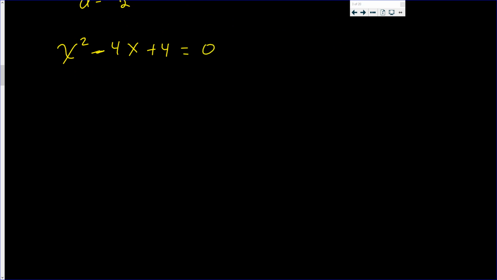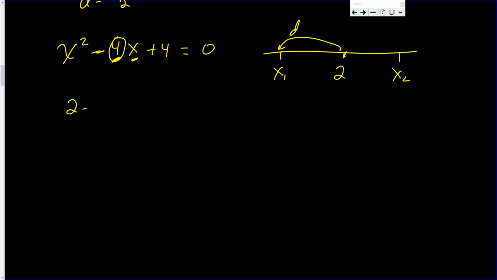So there's the minus in front of the x term. So the midpoint between x1 and x sub 2 will always be that number over 2. Well, 4 divided by 2 is 2. Okay, so that's d. So x1 is going to be 2 minus d, and x sub 2 is going to be 2 plus d. So all you do is you take half of that number, take away d, add d, and then set it equal to 4, the constant.